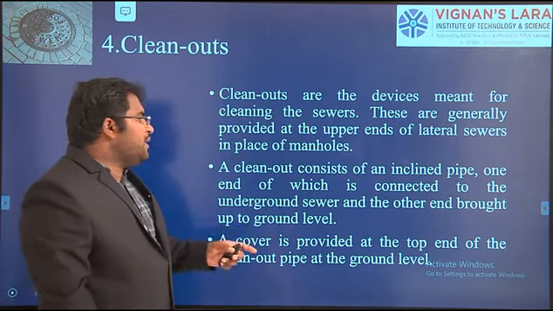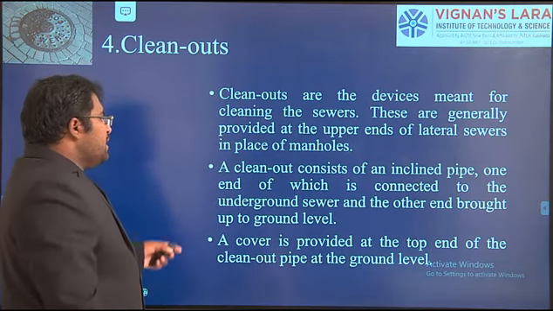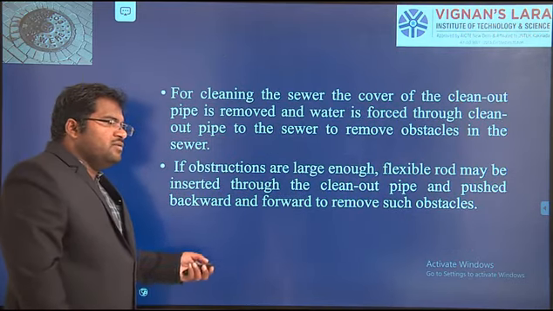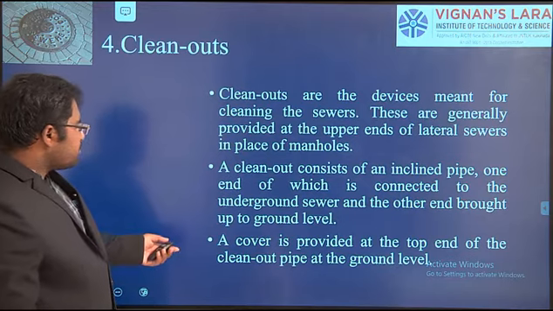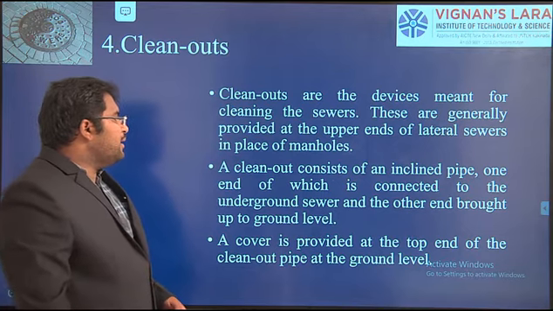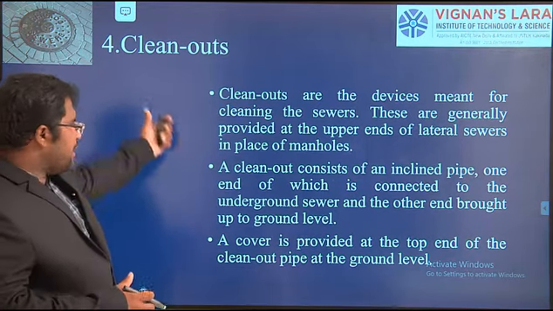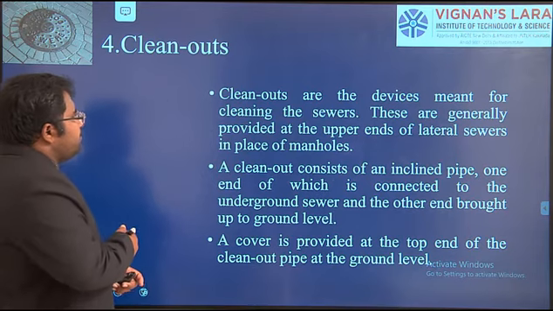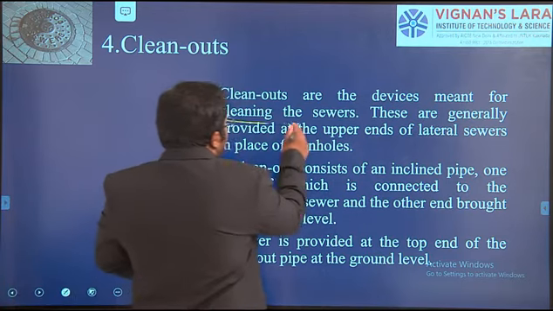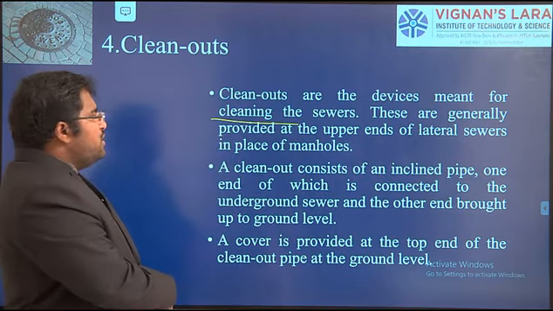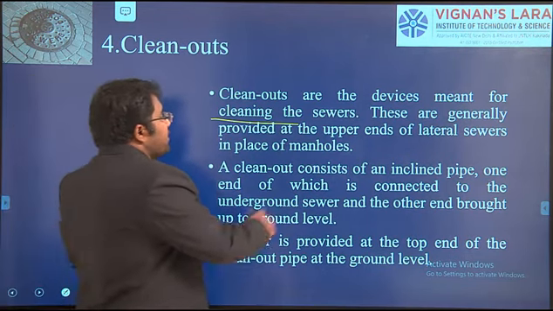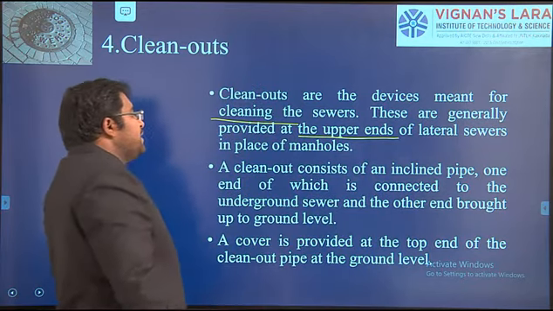A clean out consists of an inclined pipe, one end of which is connected to the underground sewer and the other end brought to the ground level. So two ends. A cover is provided at the top end of the clean out pipe at the ground level. Again we will read out the point. Normally these clean outs are used for the purpose of cleaning of the sewer. What is the upper end? They are provided at the upper end of the lateral sewers.